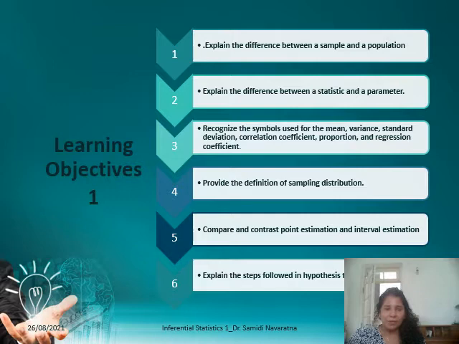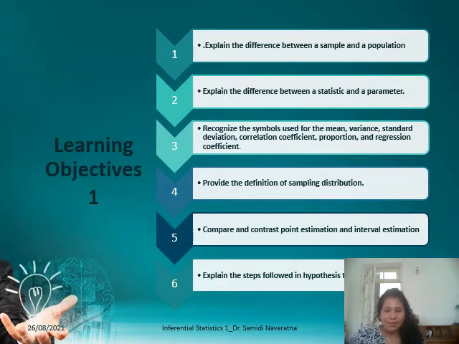In the first couple of slides, I have listed the learning outcomes I expect the student should acquire by the end of this lecture. So the first one is explain the difference between a sample and a population. Second one, explain the difference between a statistic and a parameter. Third one, recognize the symbols used for the mean, variance, standard deviation, correlation coefficient, proportion, and regression coefficient.